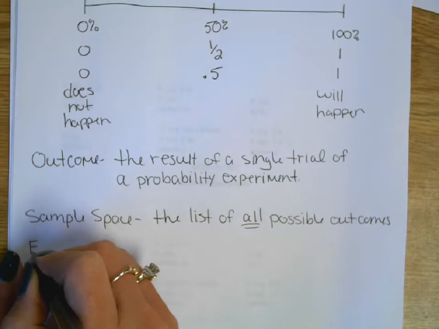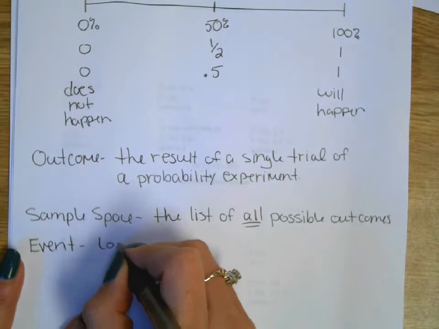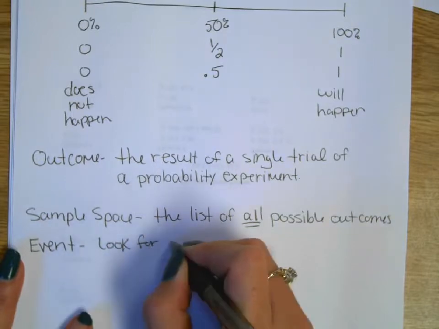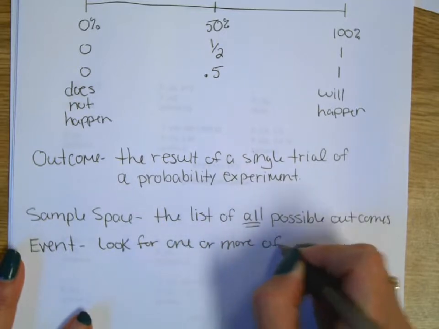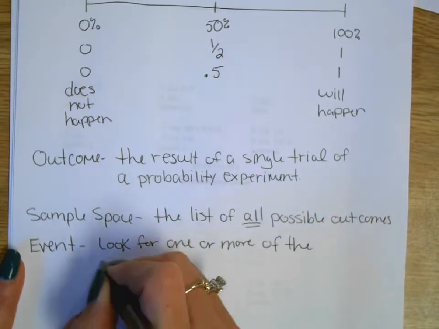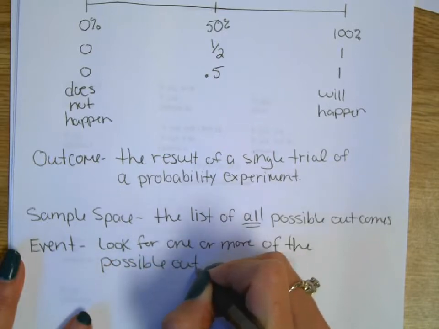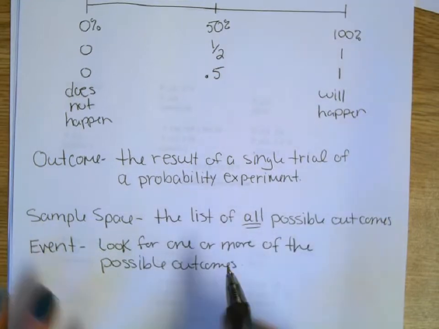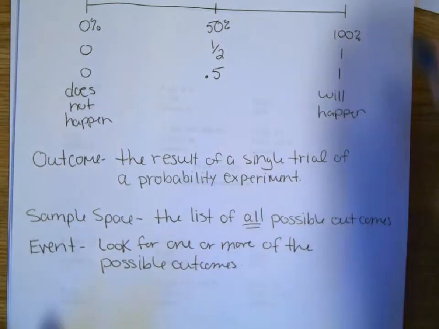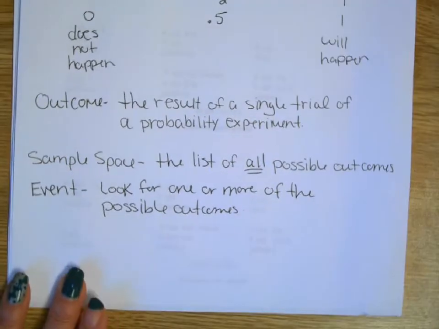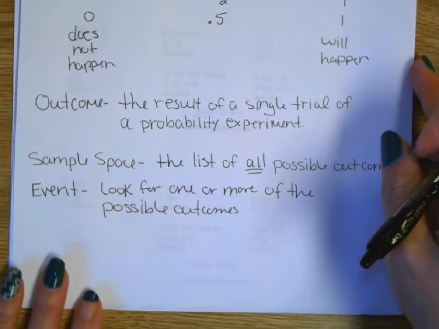And then event is to look for one or more outcomes. When we get into probability, we'll be looking at the probability of an event happening. So it's looking for one or more of the possible outcomes as your event. So very simple. I'm going to give you an experiment, and you're going to list the sample space. I think I'll start a new page, though.